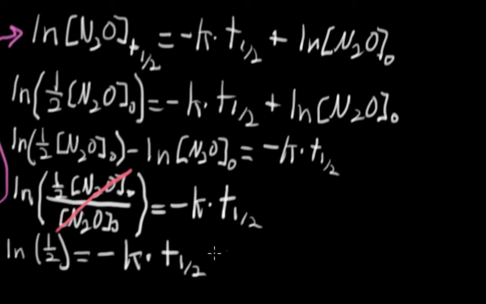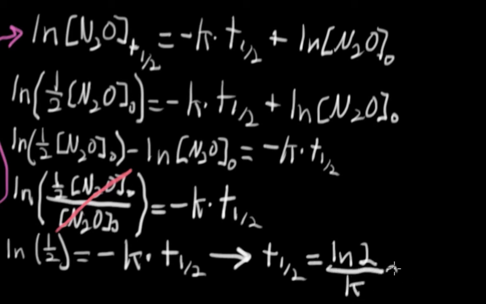And solving for T1/2, which again is our half-life, we get T1/2 equals the natural log of 2 over k, the rate constant. And the natural log of 2 is about equal to 0.693. So if you need a quick and fast way to calculate the half-life, it's about equal to 0.693 over k. And that is our half-life equation.